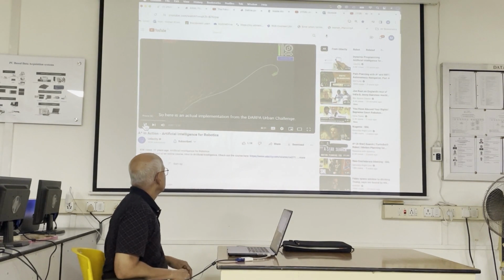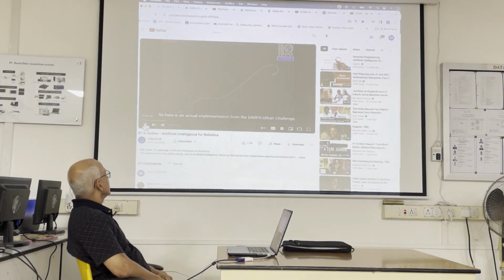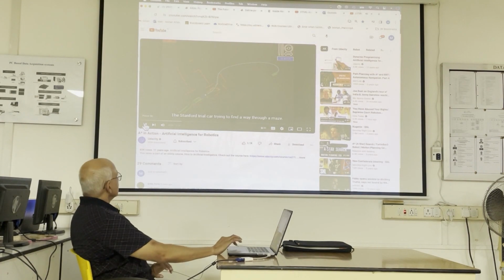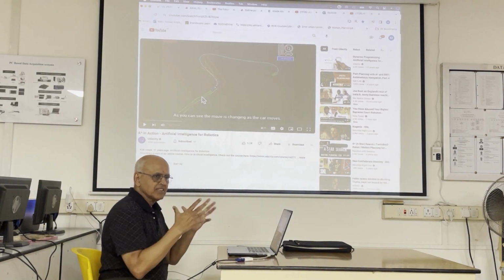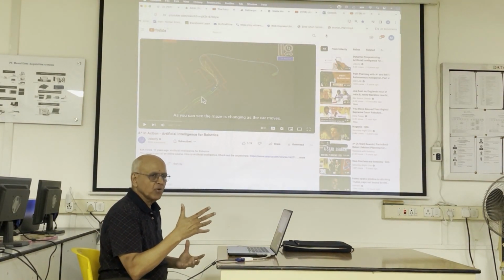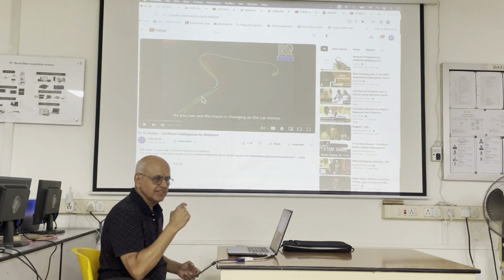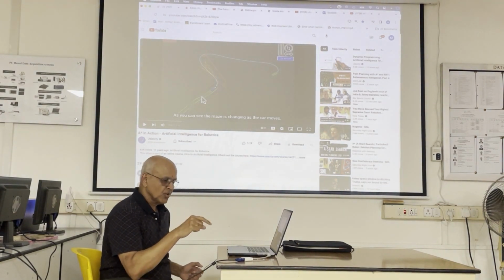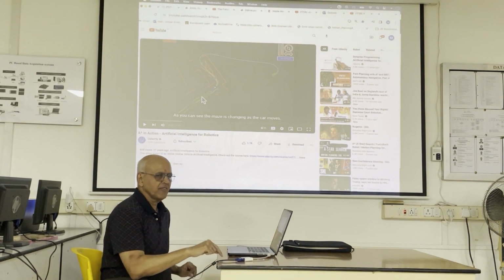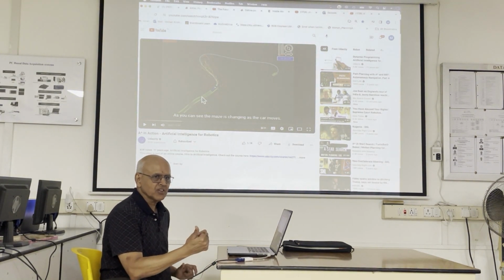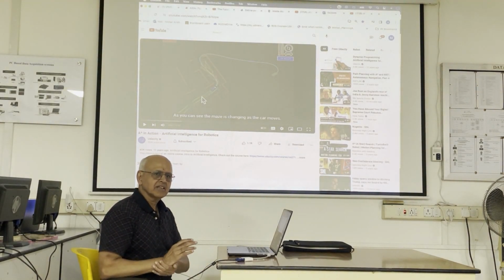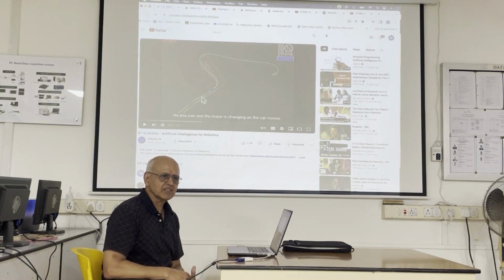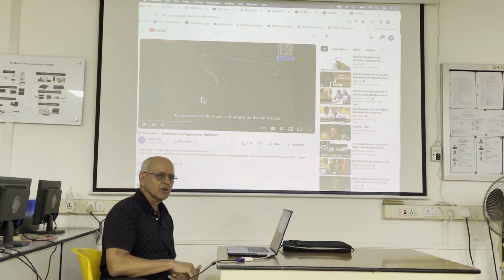Go. So here's an actual implementation from the DARPA Urban Challenge, the Stanford car, trying to find a way through a maze, and as you can see, the maze is changing. So what's happening? The whole map is not available. As the car moves forward, you're seeing more and more walls, right? And you have to adjust. This is the real world situation. Even with Google Maps, it's not a perfect map. Because if you have an accident on the road, the road is entirely blocked. In the US, when somebody dies or is seriously hurt, they have to take a report for legal purposes. So they stop the whole traffic for maybe 1.5 hours. Those things are not on the Google map.